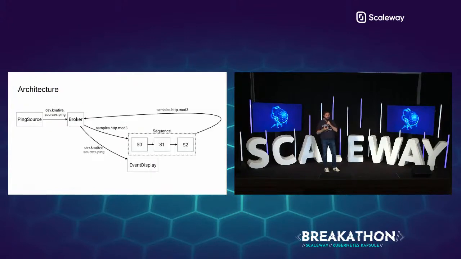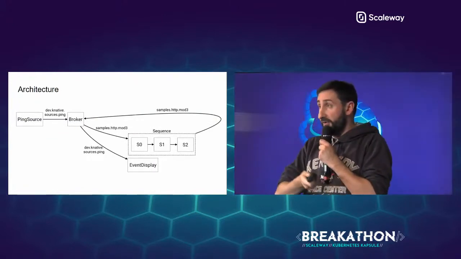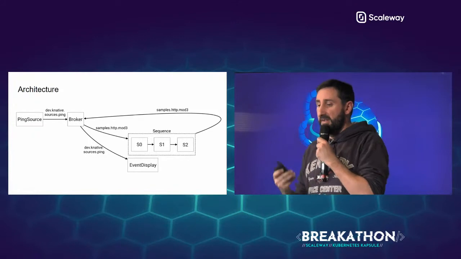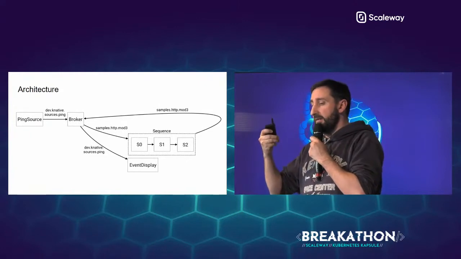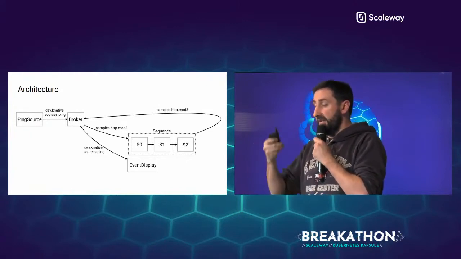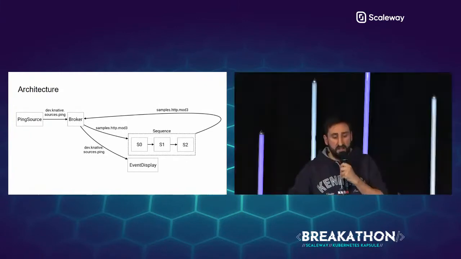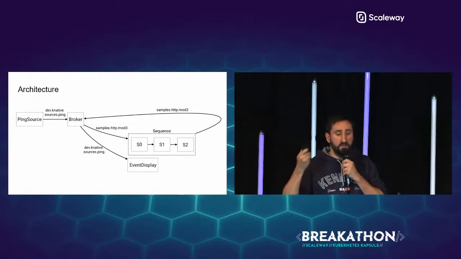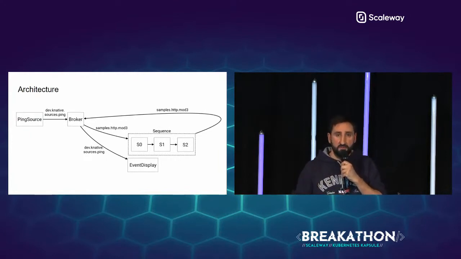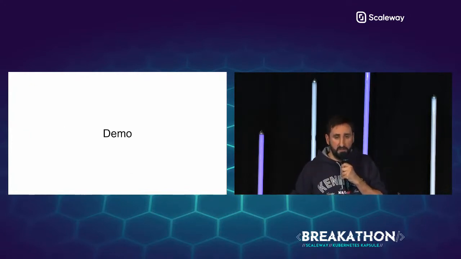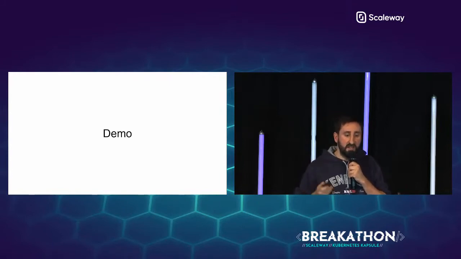The overall architecture I will be deploying in the last demo will be the ping source, which will generate events and send them to a broker. The broker will send events to the sequence, S0, S1, S2, and then just resend the message to the broker, and the event display will display the message received. Okay, so let's see the last demo I have.